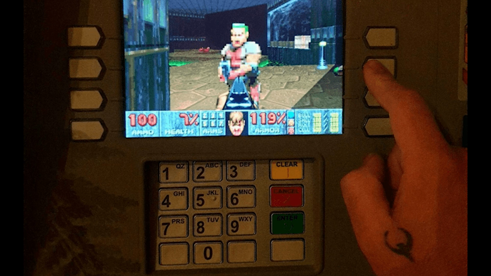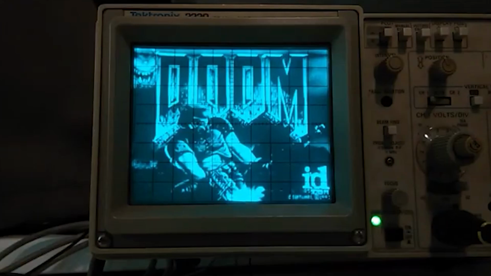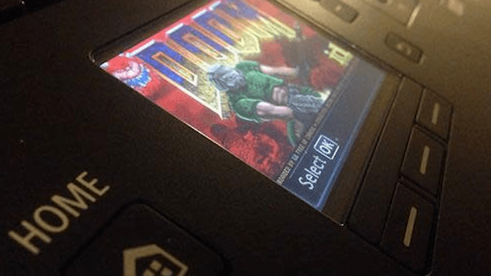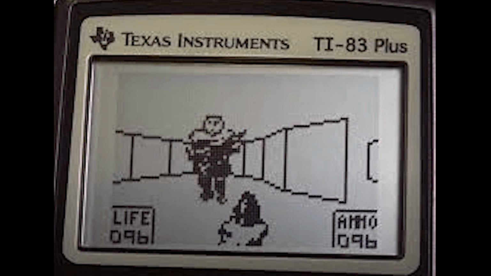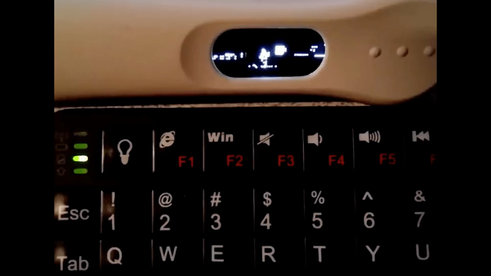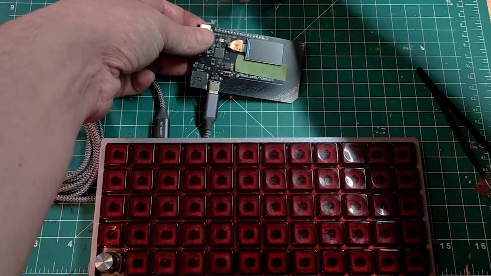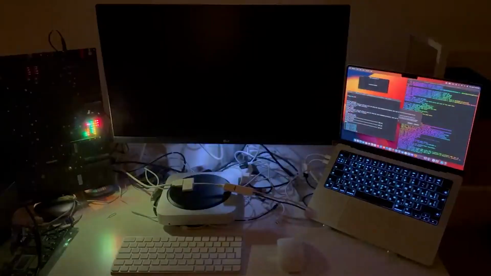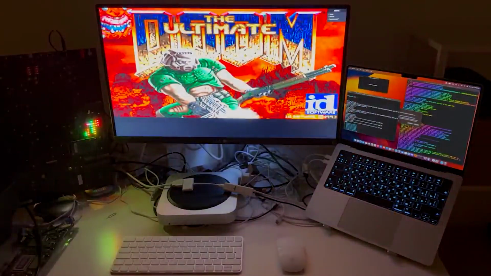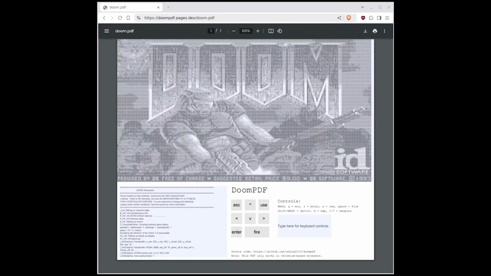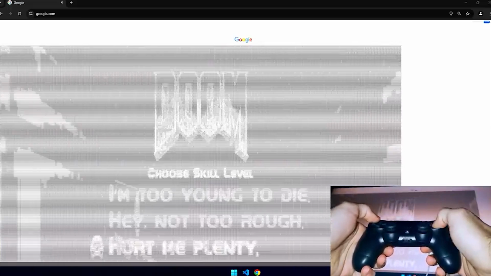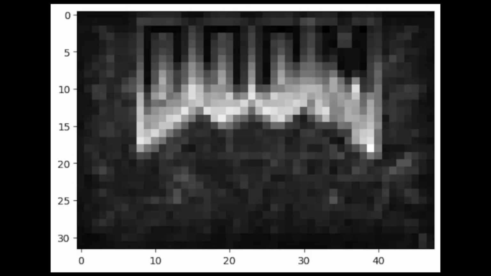Number 1, on an ATM. Number 2, on an oscilloscope. Number 3, on a printer. Number 4, a graphing calculator. Number 5, a pregnancy test. Number 6, a business card. Number 7, an HDMI adapter. Number 8, a PDF file. Number 9, a Google search bar. And finally, number 10, gut bacteria.